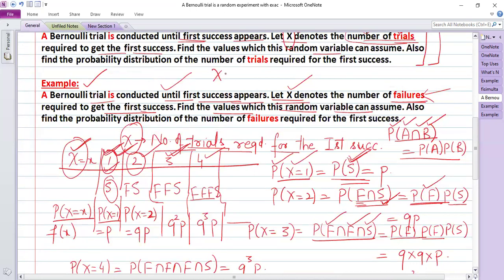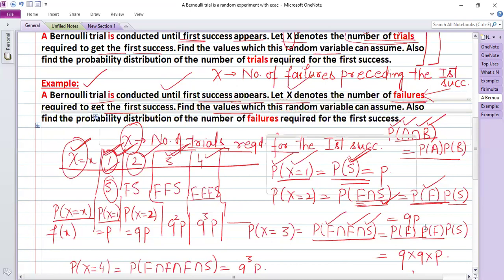So X is the number of failures preceding the first success. How many failures precede the first success?